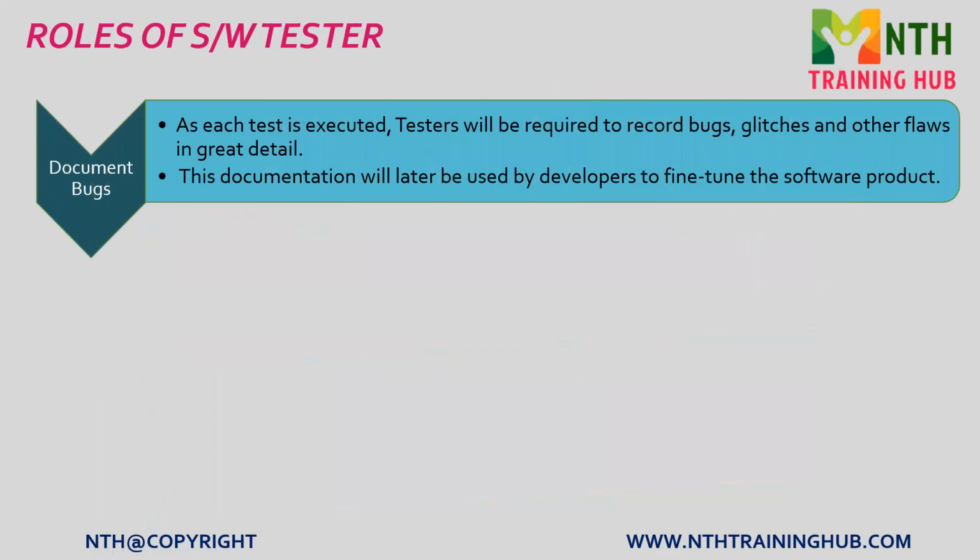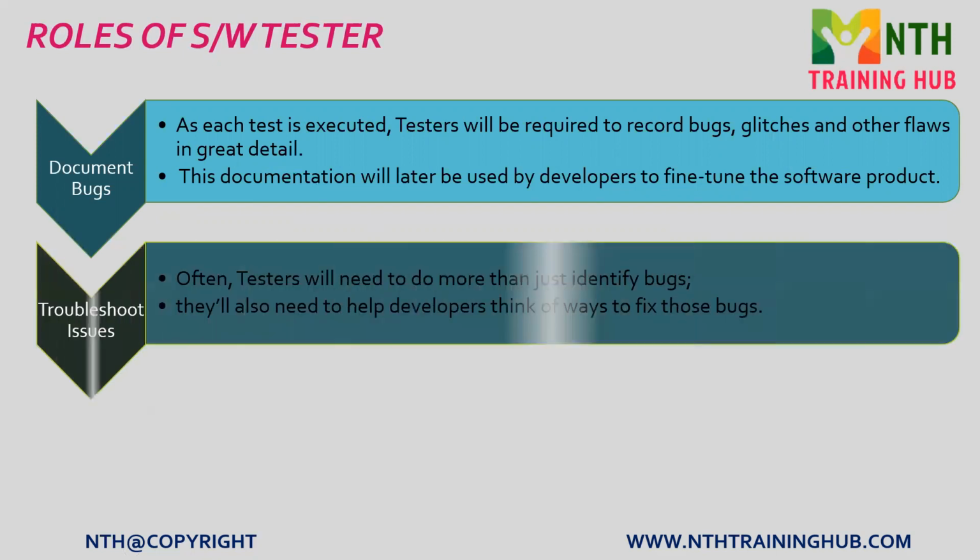So, the roles of a software tester. Document bugs: as each test is executed, testers will be required to record bugs. Whenever the system is behaving abnormally, we have to make a note recording the particular bug for future purposes, in order to show to the project managers and project review, like your superiors. These documents are going to be used by the developers in order to fine tune the software product functionalities.